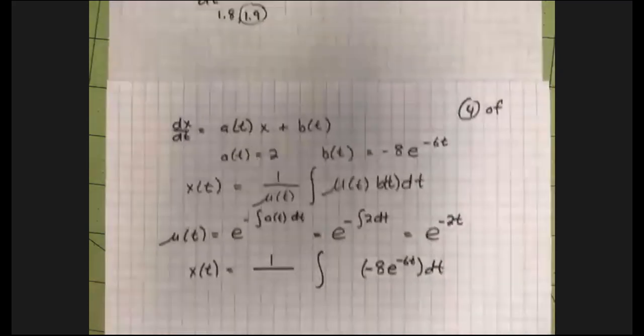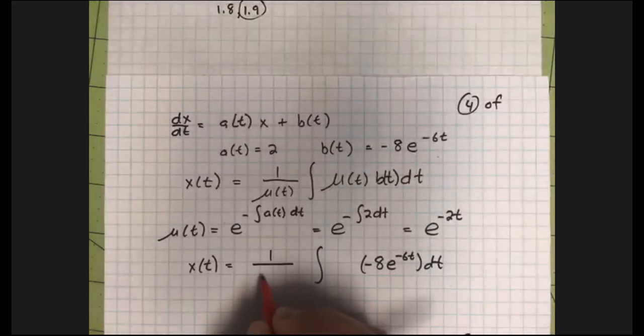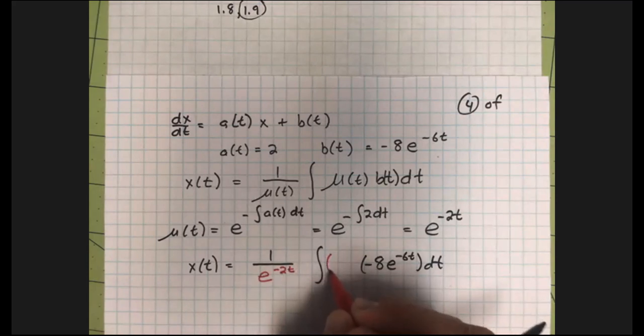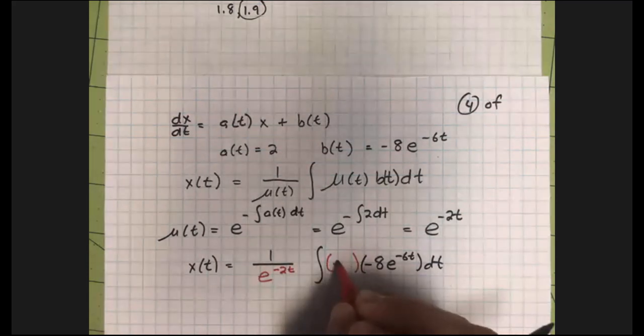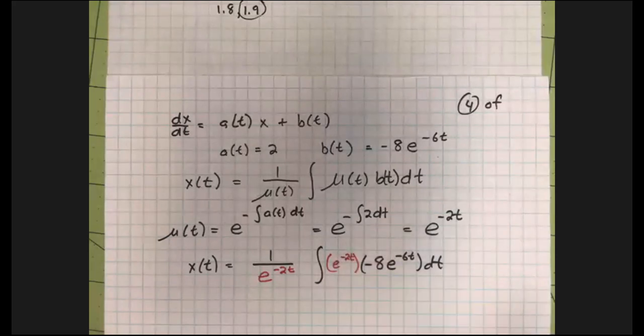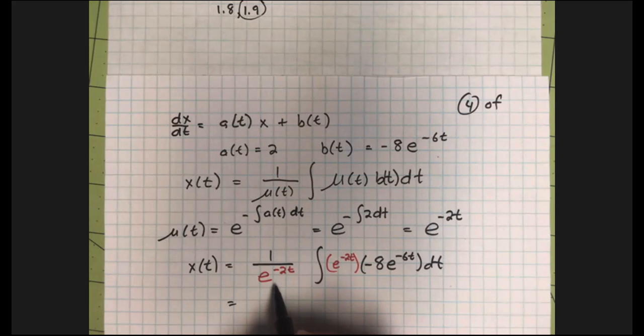Get my paper moved up properly. Put in my e to the minus 2t here and here. And continue. So the reciprocal of e to the minus 2t is e to the 2t. Here I have now the integral of minus 8 e to the minus 8t.